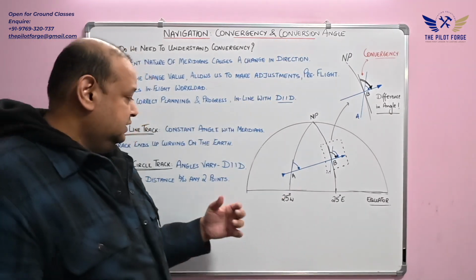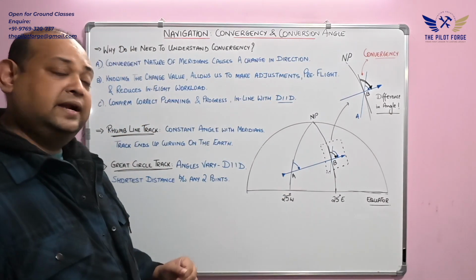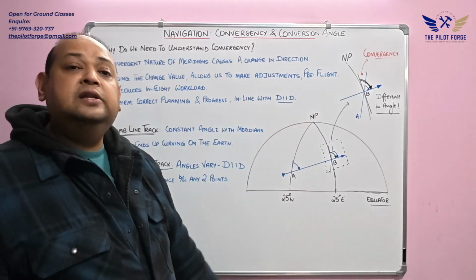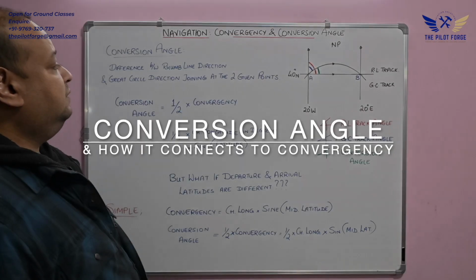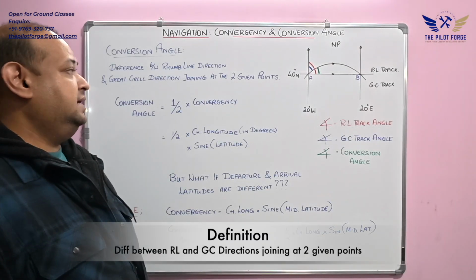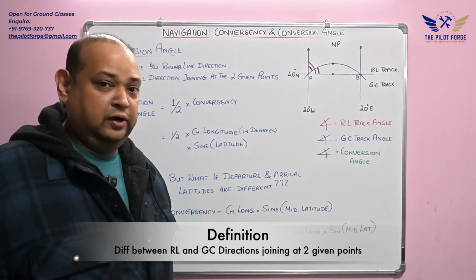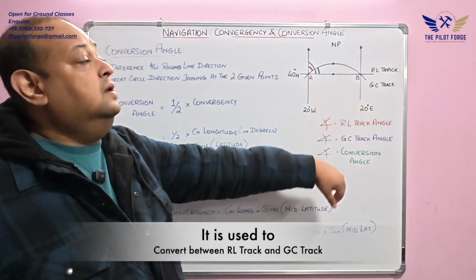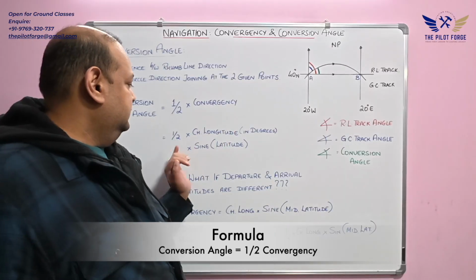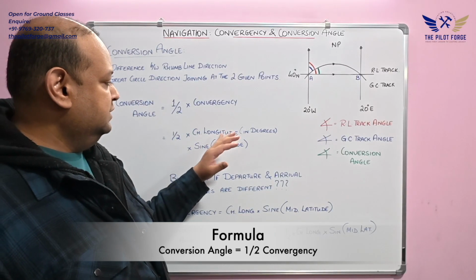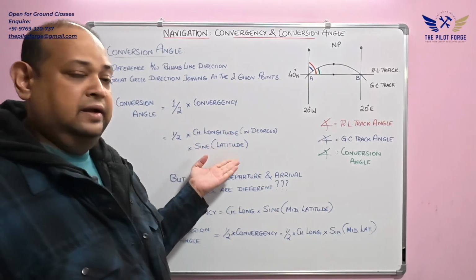Next, we are going to take a look at conversion angle. This will help us understand how to convert between Rhumb line track and great circle track, especially using convergency. So, what is conversion angle? It's the difference between the Rhumb line direction and the great circle direction joining any two given points. It's given by the formula: conversion angle is equal to half of convergency, or half into change of longitude in degrees into the sine of latitude.